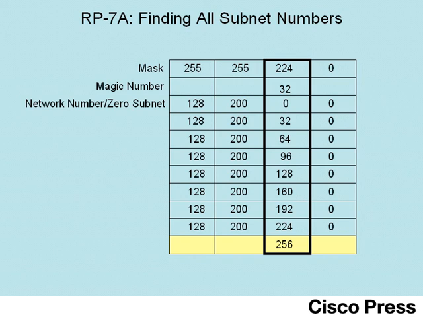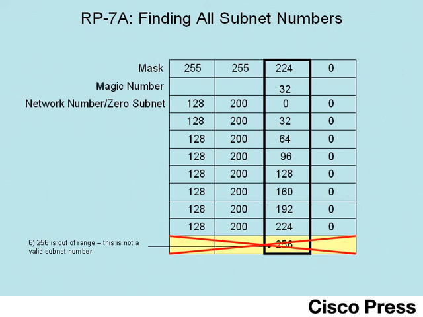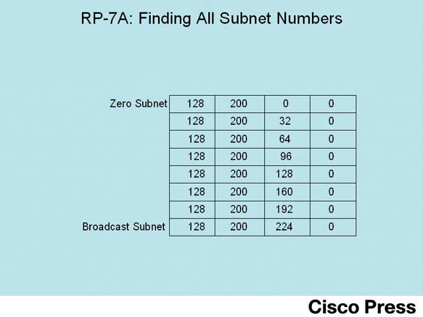Normally, you'd expect to see numbers between 0 and 255 inclusively inside a dotted decimal IP address or subnet number. As it turns out, step 6 of this process uses the fact that we add up a value equal to 256 as a reminder to say, stop the process. So here at step 6, notice it says that 256 is a value that's out of range, so let's not use that subnet number. In fact, in this case, we'll just put a big red X over it. Then, the previous subnet that we had calculated, the one that ends in 224.0 in this case, happens to be the broadcast subnet. So that completes the example of how to use process RP7A to find all the subnet numbers.